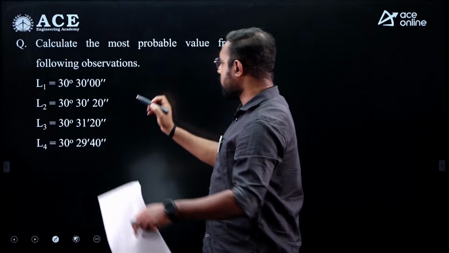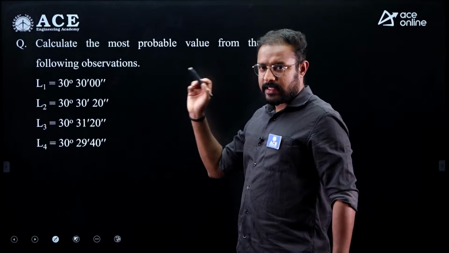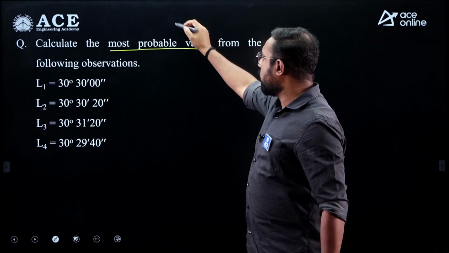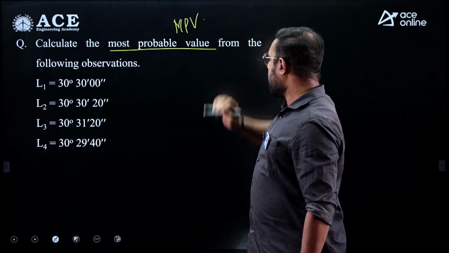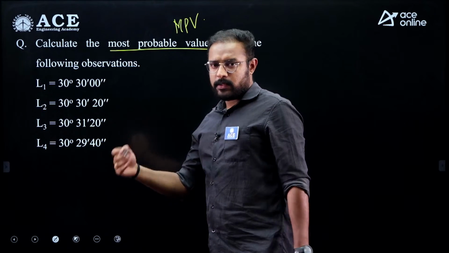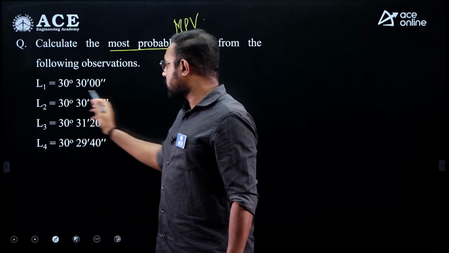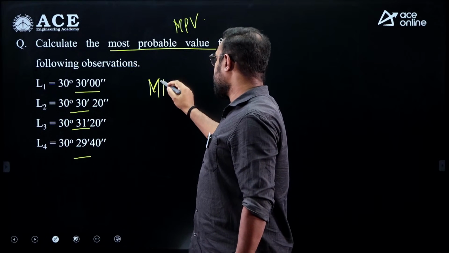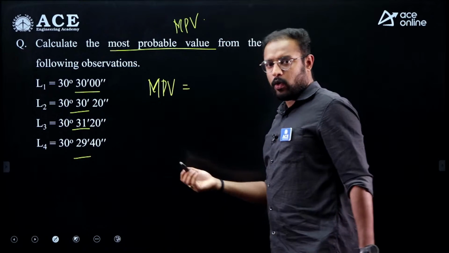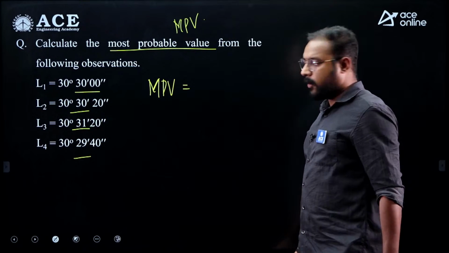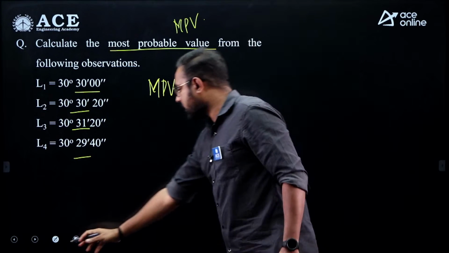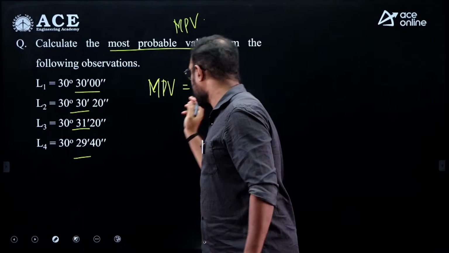One last question that we got is from our errors and adjustment. We already discussed that, it's a very important topic. They are asking you for the most probable value, MPV, from the following observations. So, we have observed an angle 4 times. This is the first observation, second observation, third and fourth observation. What is the most probable value of this observation? We know that it is nothing but the weighted arithmetic mean. So, rather than writing like that, I will write like this.